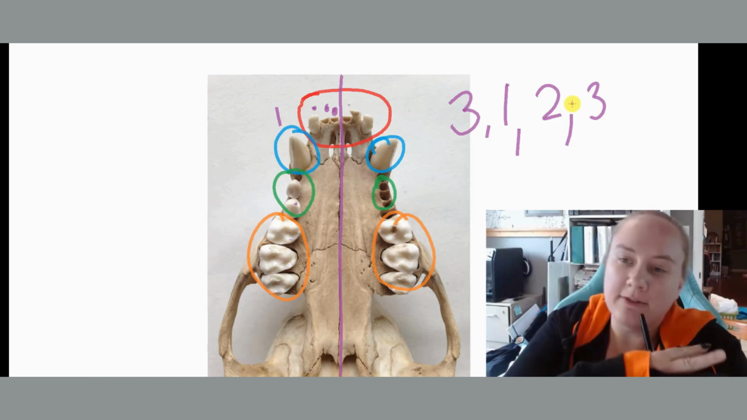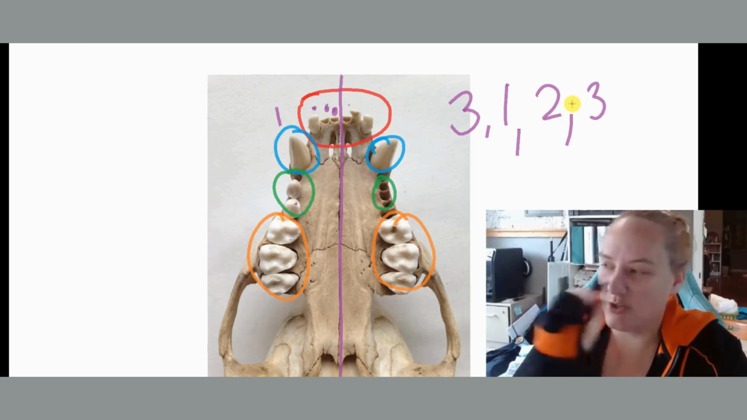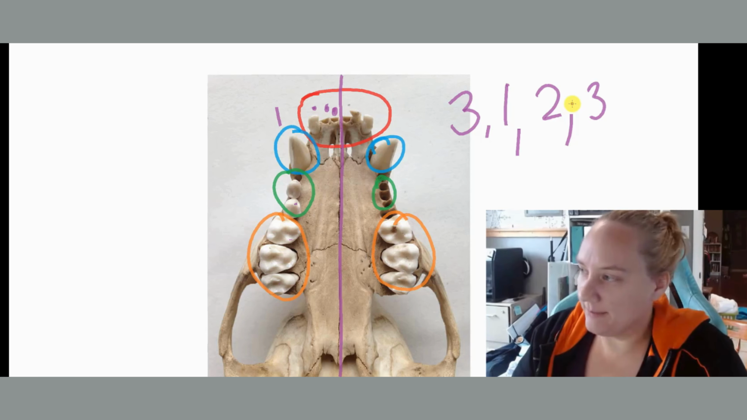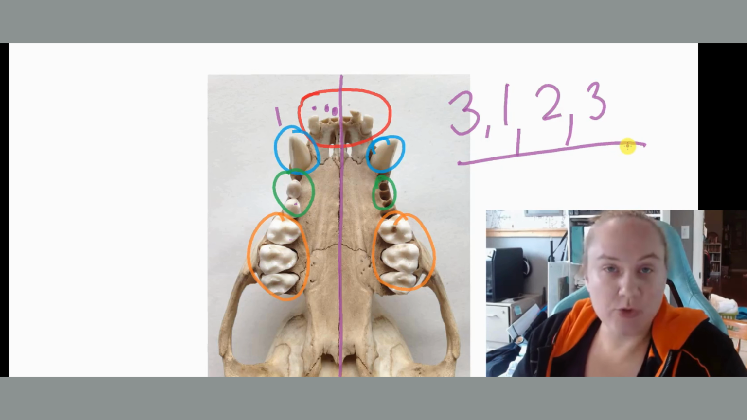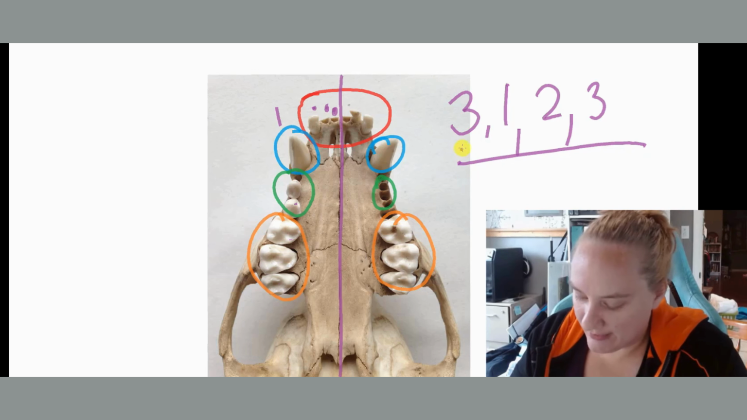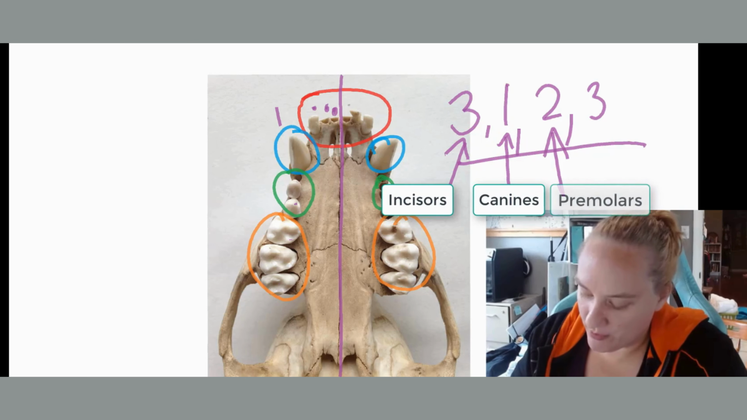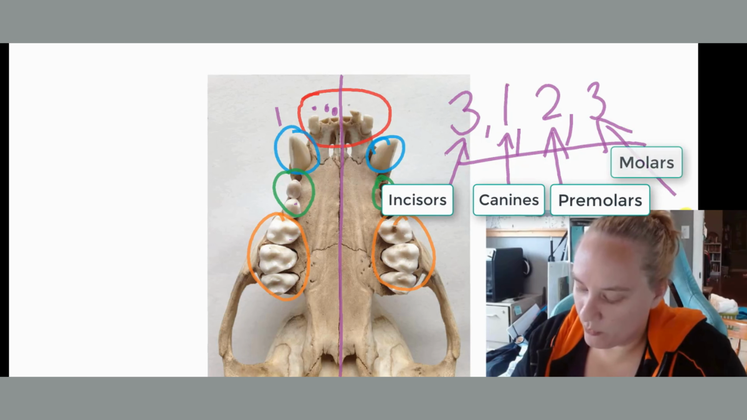And we only write it for one half of the mandible because it's mirrored on the other side, so we don't need to duplicate it. And so that is how you come up with those weird numbers and what they mean. So just remember that the first one is incisors, the second one is canines, the third one's premolars, and the fourth one is molars.